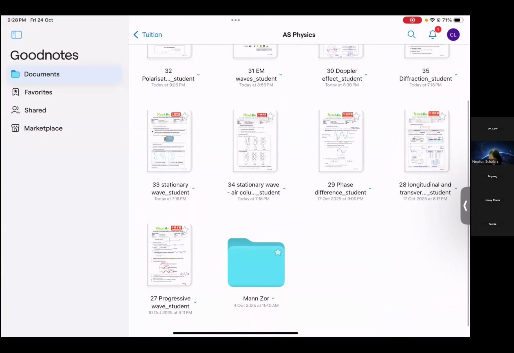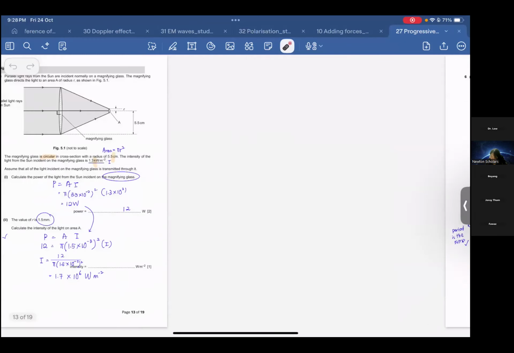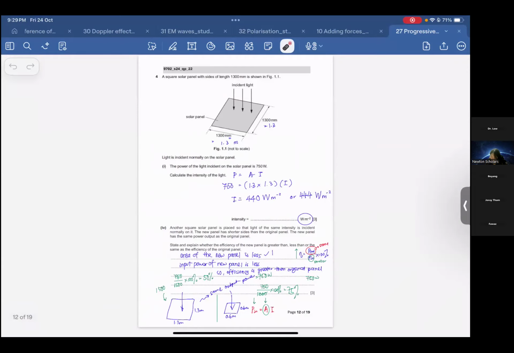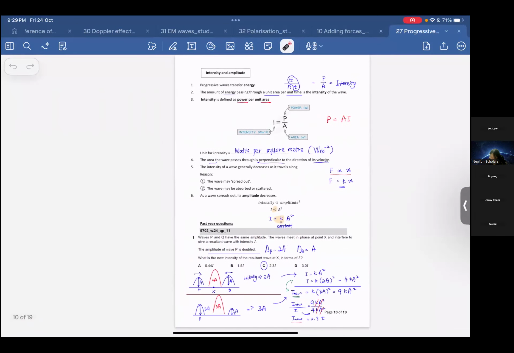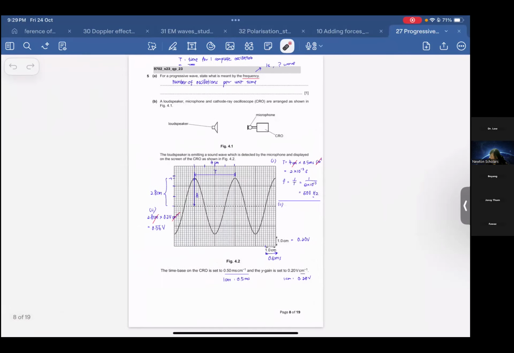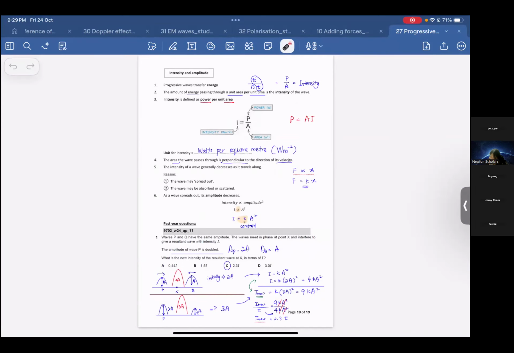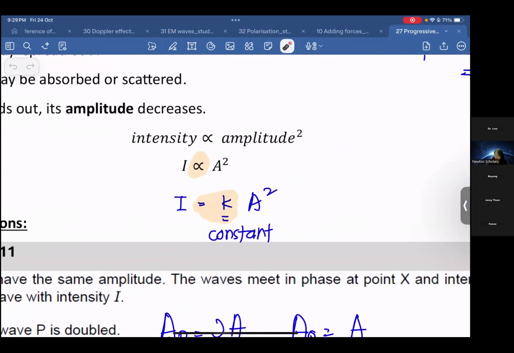If not mistaken, let me have a look. The intensity is, I can't remember. Yeah, I think this. Amplitude. Where is it? Intensity. You have to find out. Yeah, here. Intensity is directly proportional to amplitude square. So we relate these two. We relate what we learned previously.